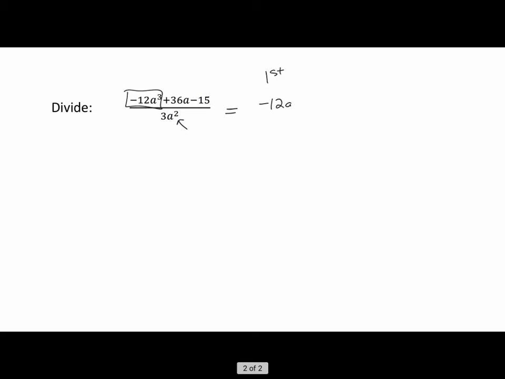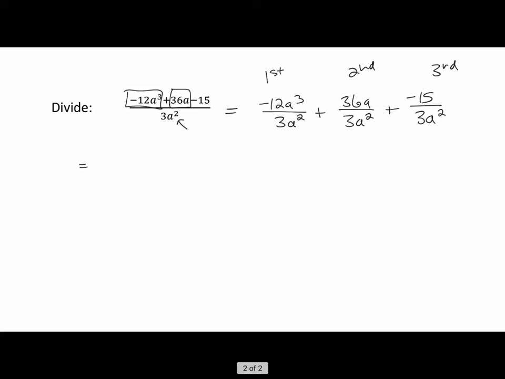So negative 12a cubed divided by 3a squared. That's the first term. The second term is a positive 36a divided by 3a squared. And the third term is a negative 15 divided by 3a squared. Then I want to simplify each of those terms using quotients.